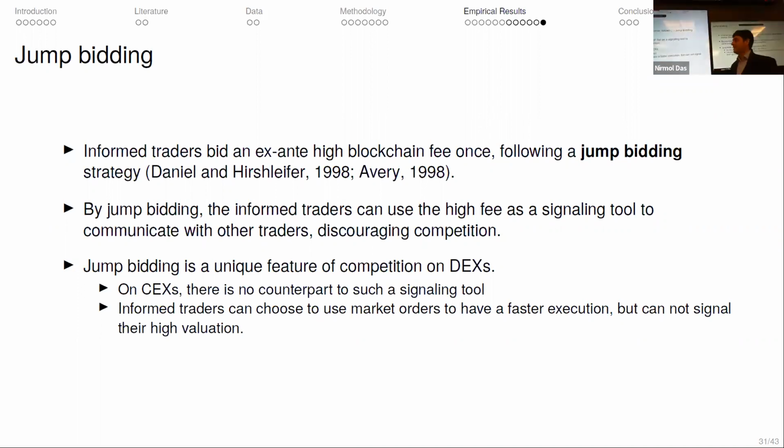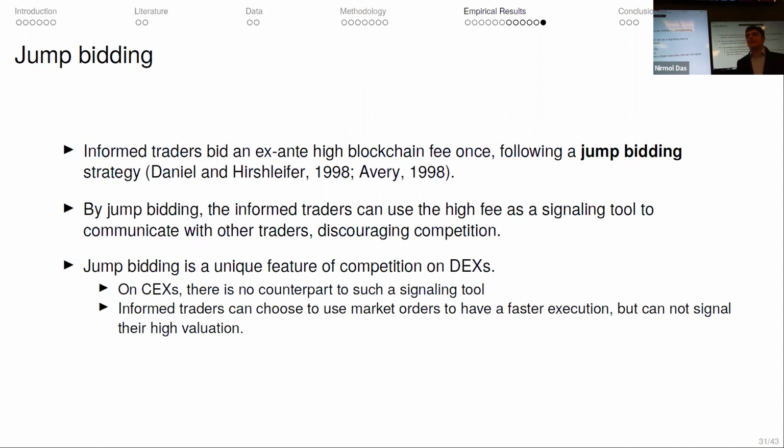Because what is the counterpart on a centralized limit order book? How would you signal your intention or your willingness to trade? I mean, you could use market orders to have a faster execution, but you cannot really signal that you have a high valuation for your trade. So I think this is really one argument in favor of publicly observable transactions.